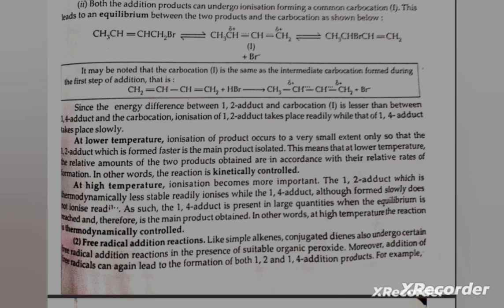At high temperature, ionization becomes more important. The 1,2 adduct, which is thermodynamically less stable, readily ionizes, while the 1,4 adduct, although formed slowly, does not ionize readily. As such, the 1,4 adduct is present in large quantity when the equilibrium is reached and therefore is the main product obtained. In other words, at high temperature, the reaction is thermodynamically controlled.